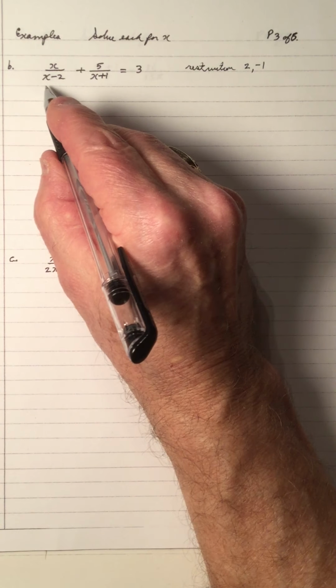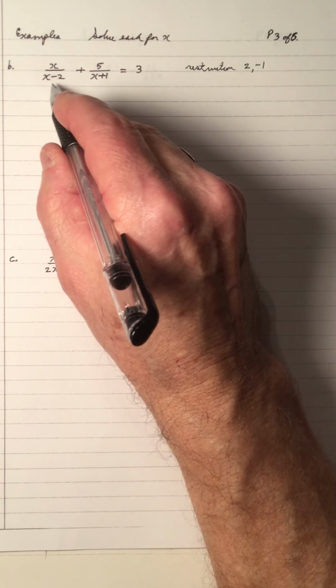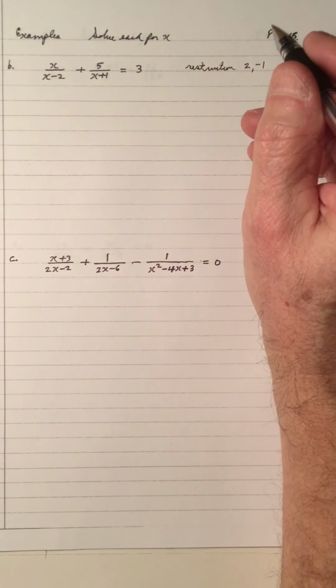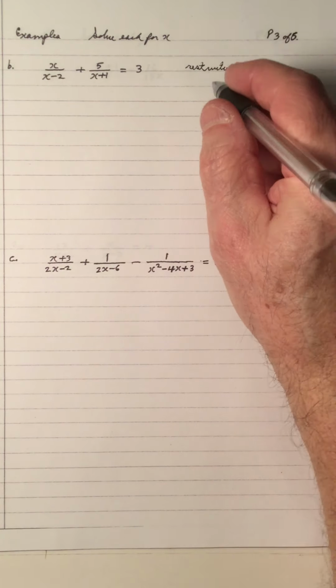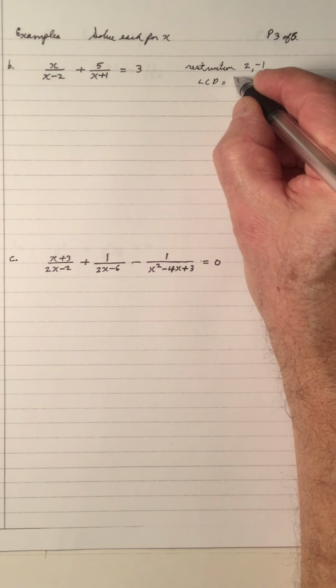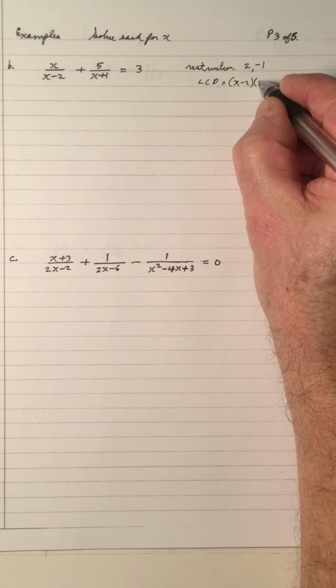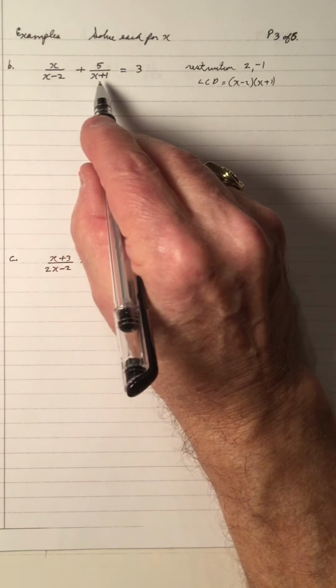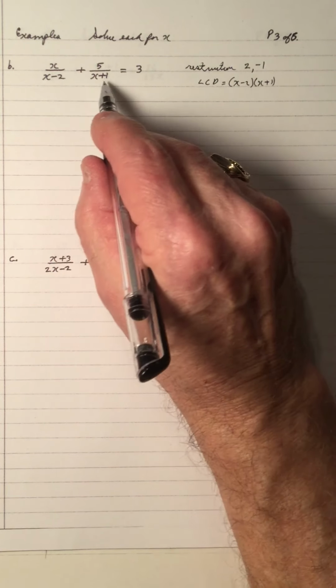Remember, what do you put in the place of x to give you 0? Or you let it equal 0 and solve. You got a 2 and a negative 1. So those are the restrictions. Now we have to work out the LCD. The LCD has to have an x minus 2 and an x plus 1, because you have to have both of these as factors.